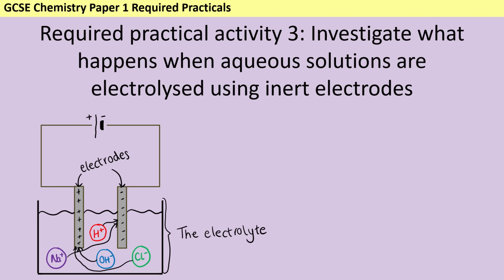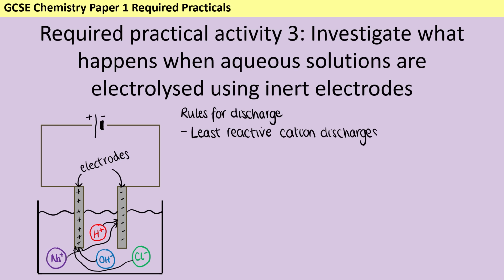But only one of each of those types of ion is going to discharge, and therefore only one of them is going to make a product. So we've got some rules that we need to know. Our first rule applies to the cations and the cathode. So the least reactive cation, in other words the least reactive positive ion, is the one that's going to discharge and therefore make our product.